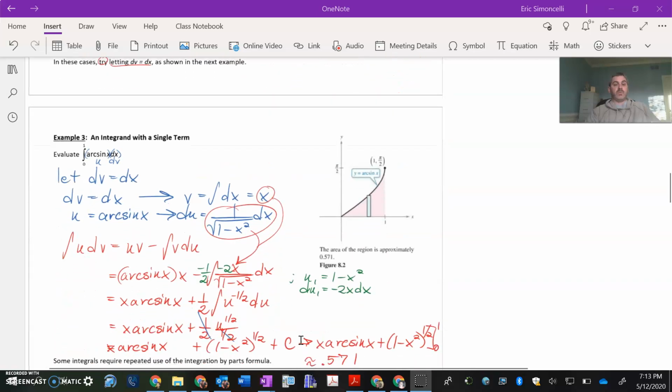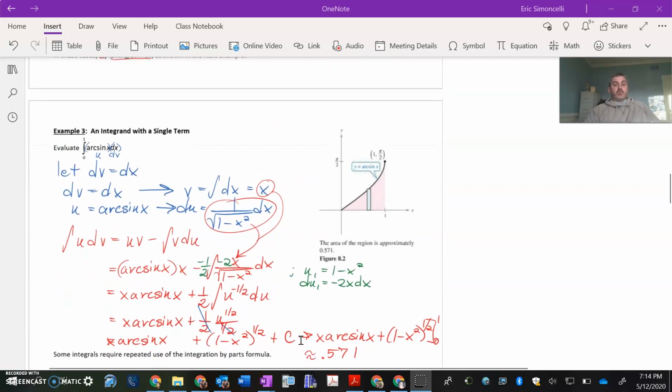Example 3. So as we take a look, we have an integral, of course, but this is a definite integral with a lower and upper bound of 0 and 1. So evaluate from 0 to 1 the integral of arc sine of x dx. So if you call arc sine of x your u, and you call dx your dv, which I also note below, dv is equal to dx, u is equal to arc sine x.